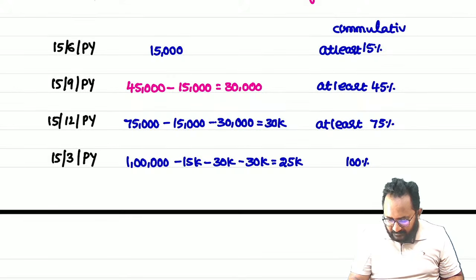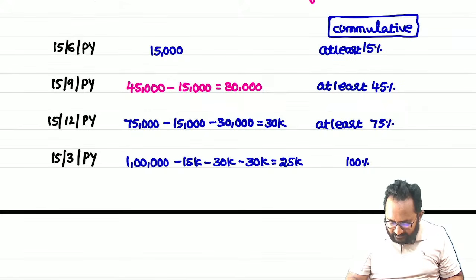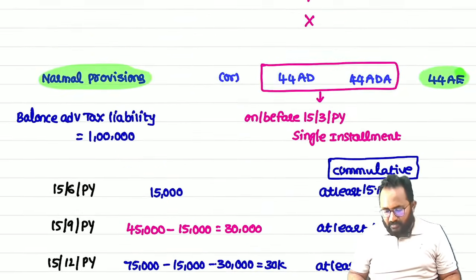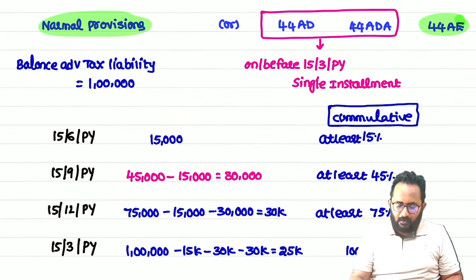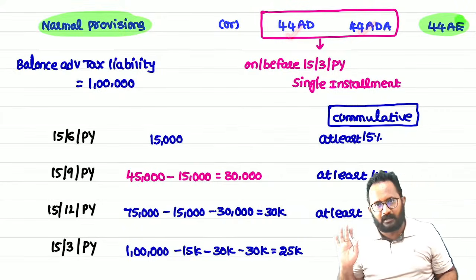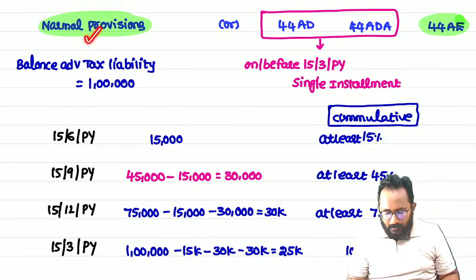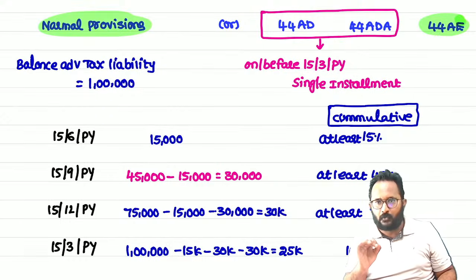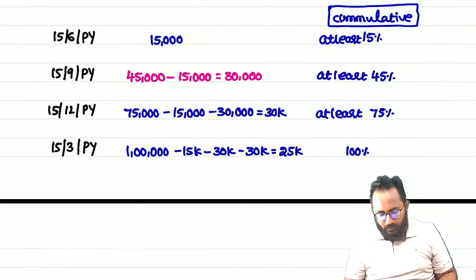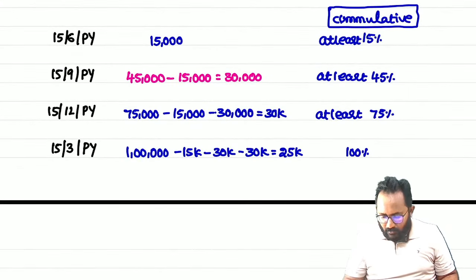These percentages are expressed cumulatively, not as separate percentages. Understood all of you? Yes, these installments are available. Can you tell me, if you opted for 44AD, 44ADA, single installment? If you opted for the normal provisions or 44AE, the 4 installments are there. In each and every installment, how much we are going to pay: 15%, 45%, 75% and 100%.